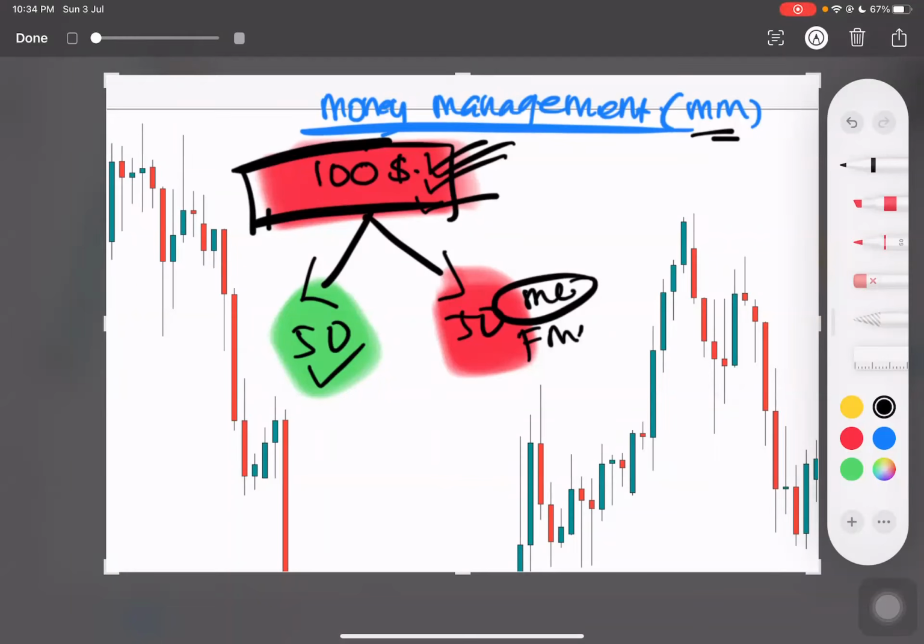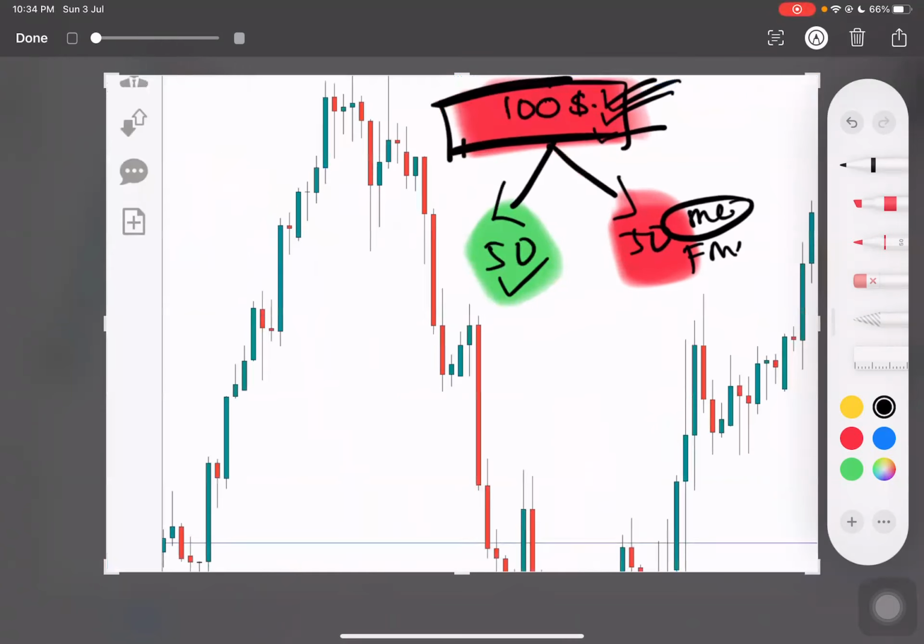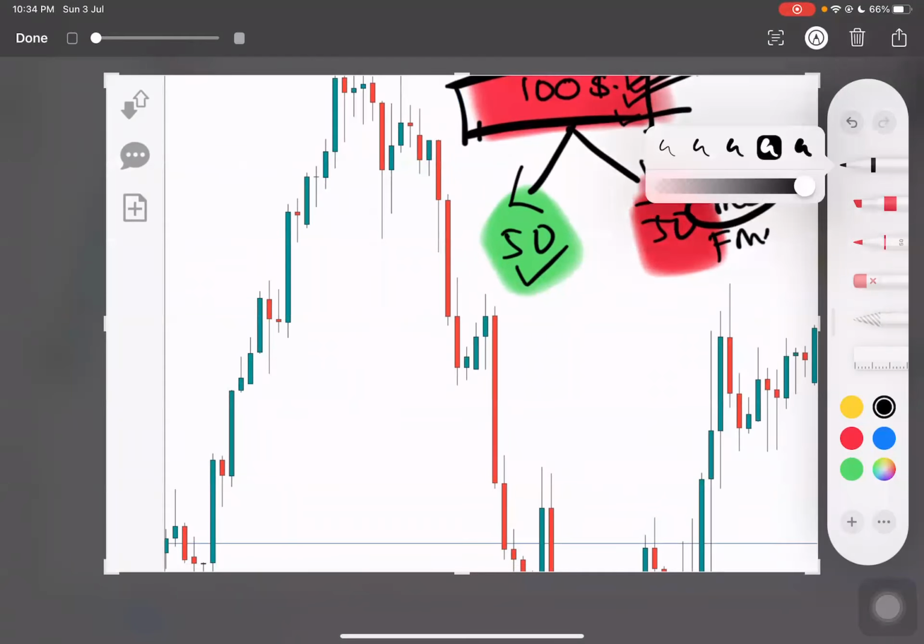But don't underestimate using the demo account. How to use the demo account? I'm going to tell you. You find a broker, and you open a demo account.